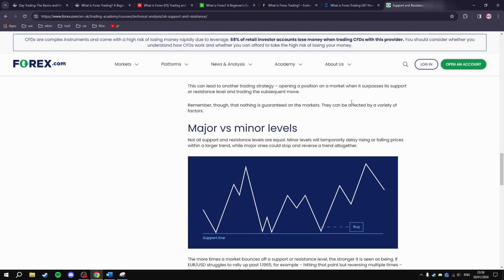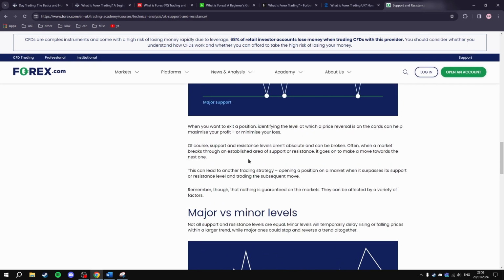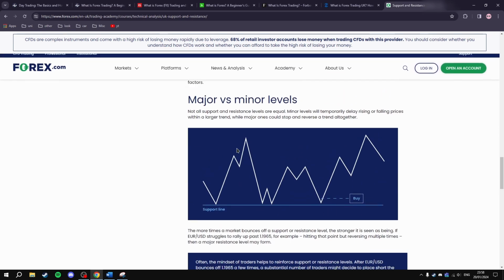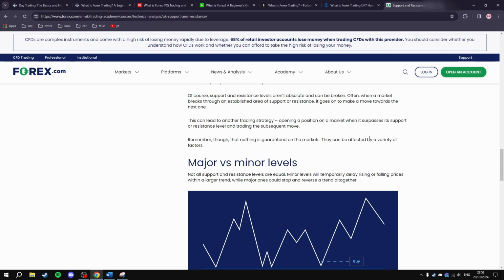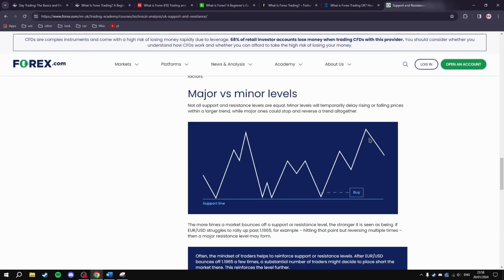And that's why fundamental analysis is important here to incorporate into the technical analysis, because then you can find out what these factors are which might affect it.